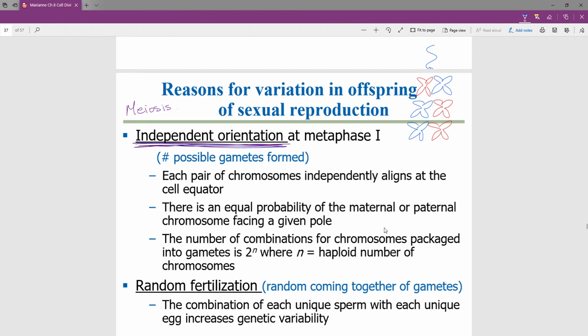So it's the number of possible gametes formed. So each chromosome lines up independently and aligns at the equator. There's an equal probability of the maternal or the paternal chromosomes facing a given pole. The number of combinations for chromosomes packed in is 2^n, where n is the haploid number of chromosomes. So in humans, we're talking about 2 to the 23. This is the number of possible different eggs or sperms that are created.